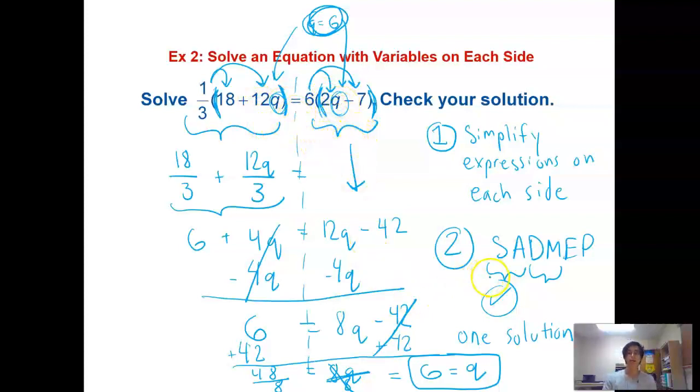Alright, so I want you to try some example problems getting the variable by itself when it's on both sides of the equation. Alright, go for it, folks.